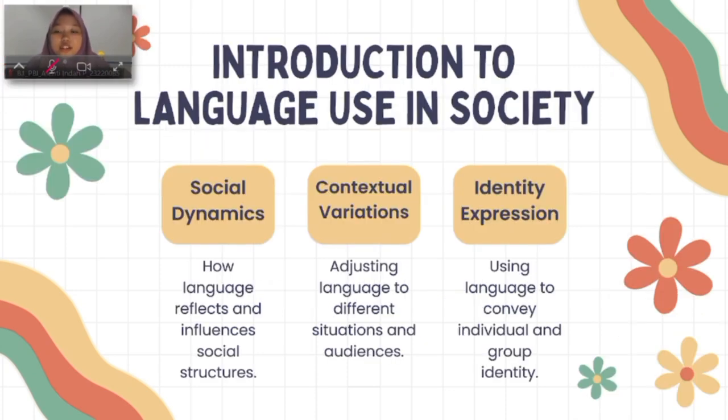Introduction to language use in society. First is social dynamics, how language reflects and influences social structures. It means language can serve as both a reflection and a tool for shaping social structures. The second is contextual variation, adjusting language to different situations and audiences. And then identity expression, using language to convey individual and group identity. That means language allows individuals to express their cultural, ethnic, or social identities. The words, phrases, and accents people use can convey information about their background, group affiliations, and personal experience. Alright, we move to the next slide.